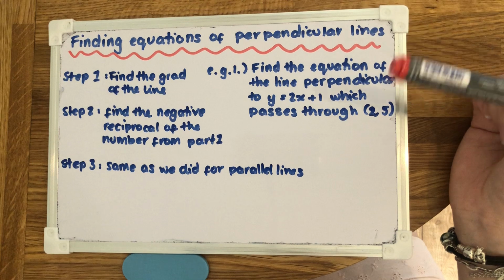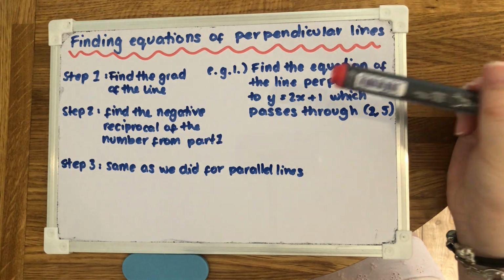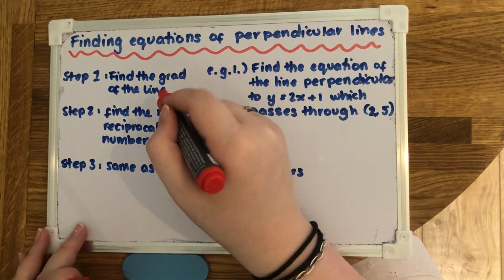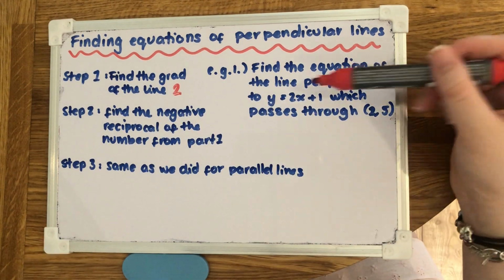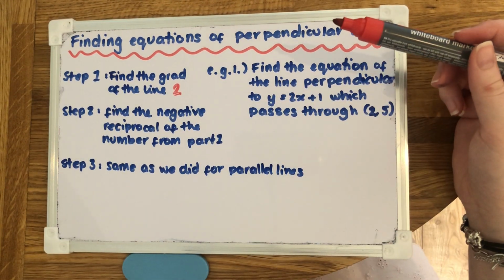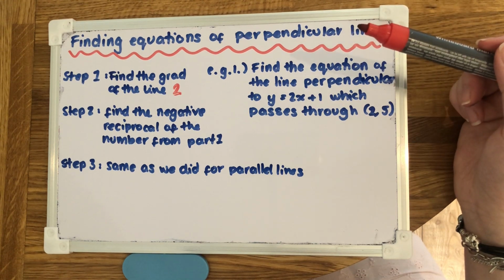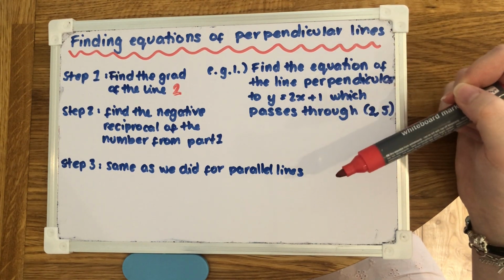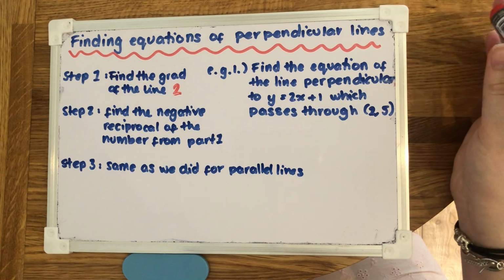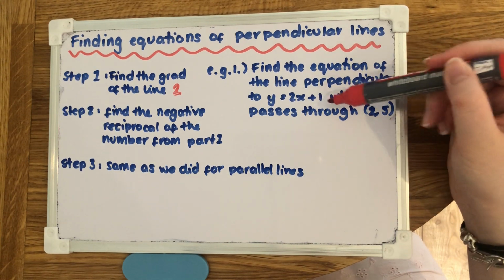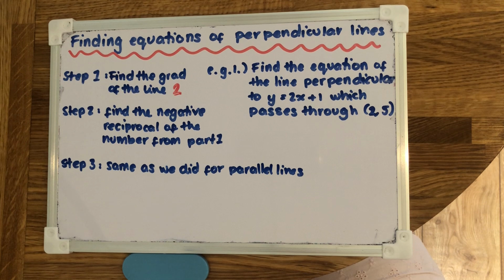You've just got to remember that the gradient is always the number in front of the x, which is 2 for this one. Make sure that it is in the correct form as well, so make sure it's just y equals, because if it isn't, you do need to rearrange it first and then work out what number will be in front of the x. So we know the gradient is 2 for the line y equals 2x plus 1.